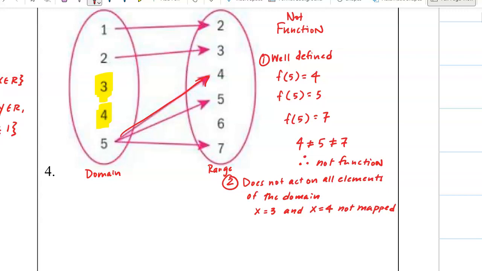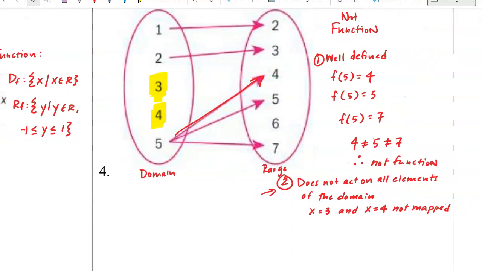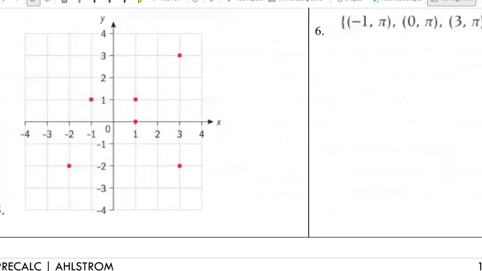So x equals 3 and x equals 4 are not mapped. Okay? So while, yes, telling me that it's not a function is good, you have to explain to me why it's not a function. You don't have to use terms like well-defined or does not act on all elements of the domain, but you have to be able to know that in IB, that's number 2 right here. When a domain element is listed and it doesn't get used, does not have an output, then it's not a function. Okay? Good job.